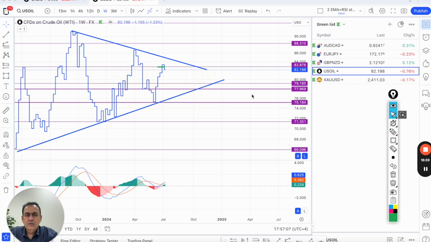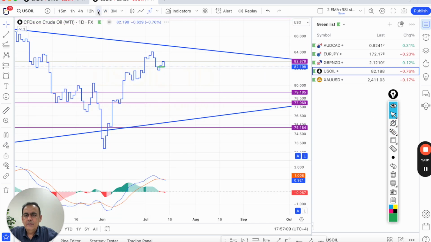Now if I move to the daily chart, you'll notice the buyers have shown some signs of weakness, based on the continuing type of divergence on the histogram. This was the first move down, pullback, and retest, and price successfully retested this level as a resistance, which is around 82.87.